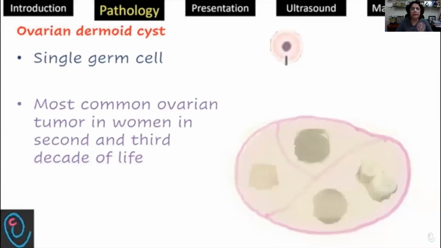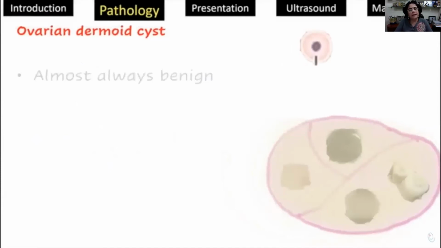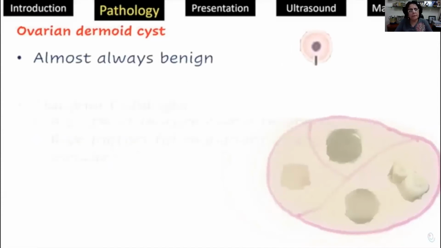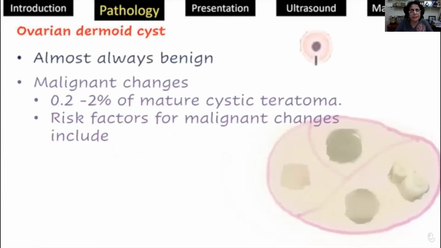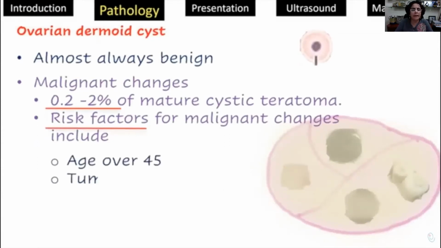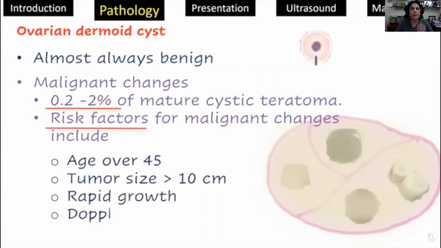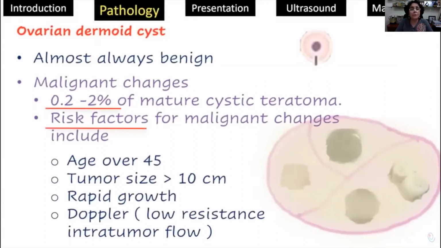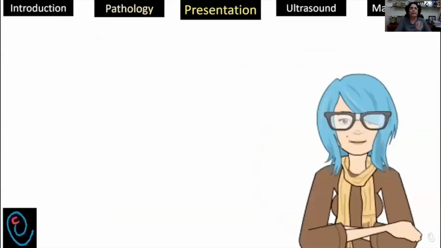These ovarian dermoid cysts are normally benign, but there are chances of malignant change in 0 to 2% of mature cystic teratomas. The risk factors for malignant change are important: if the age of the patient is more than 45, if the tumor size is more than 10 centimeters, if there is rapid growth, and if Doppler shows low resistance intratumor flow. So they can turn into malignancy.